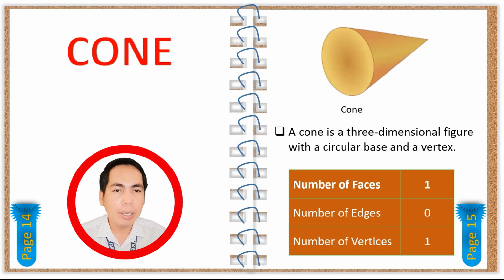For edges, it has 0 edges because it does not have a line segment. But for vertices, it has only one vertex. And that vertex is here. This is the vertex of the cone. That's why it has one vertex and one face, and its face is circular in shape.